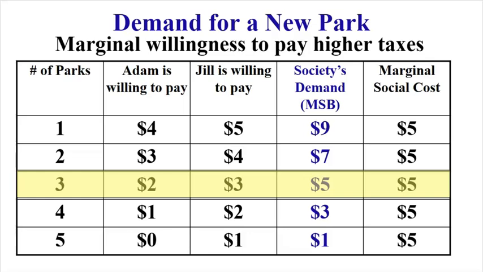And in this case, the marginal social cost is $5. Society's benefit is $5 at 3 parks. So we will produce not 1, not 2, but 3 parks. And not 4 or 5, but 3 parks, because MSB equals MSC at that particular point.